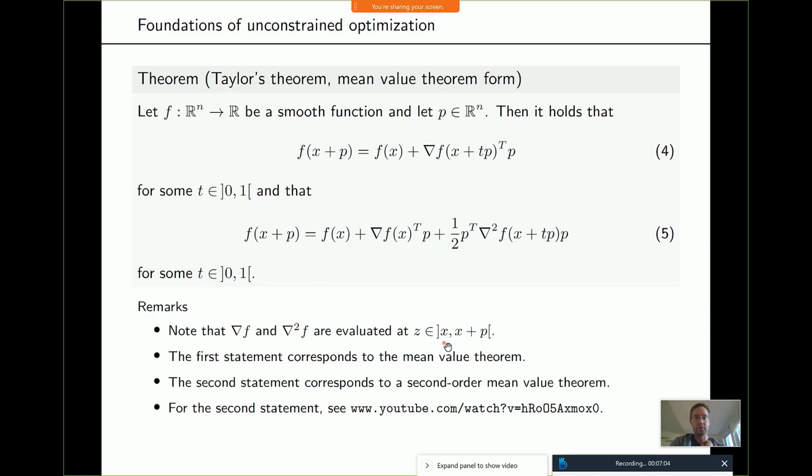And in the very end we had some discussion about this. The point is just that we consider two points, x and x plus p, and then x plus tp, for t being in the open interval (0,1), is just some point between x and x plus p in the direction that you go from x to x plus p. So mainly this is needed for the proofs for the minimum conditions. But as I said, we will see it in a second again when we talk about gradient descent.